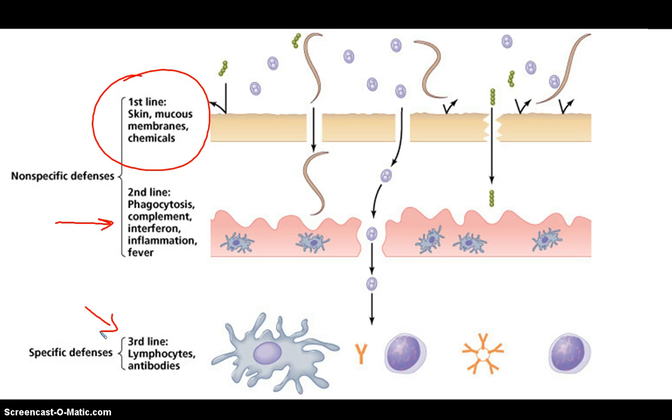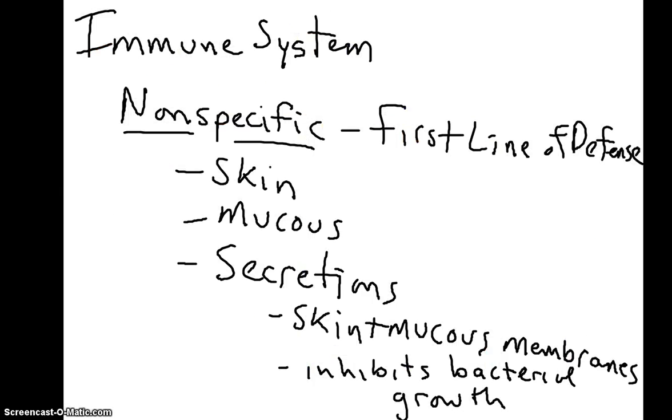We're talking about things like skin, mucous membranes, and chemicals that prevent pathogens from getting into the body in the first place. So the immune system is non-specific in the first line of defense. The body doesn't care what the pathogen is, it's just trying to prevent it from getting in. The big one that we're going to look at right here is the skin. It's the body's largest organ, and it basically forms a barrier or a shield, and it prevents things from getting in. That's why if you have a cut or something like that, you're at a greater risk for infection, because your skin, the first line of defense, has been breached.